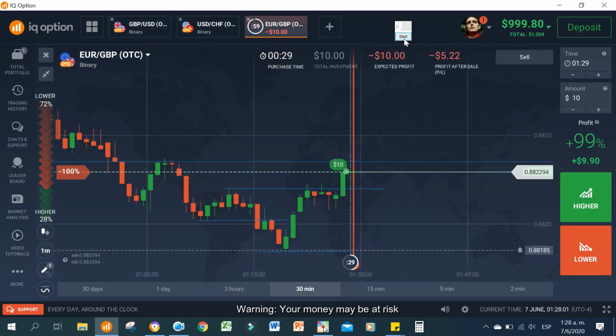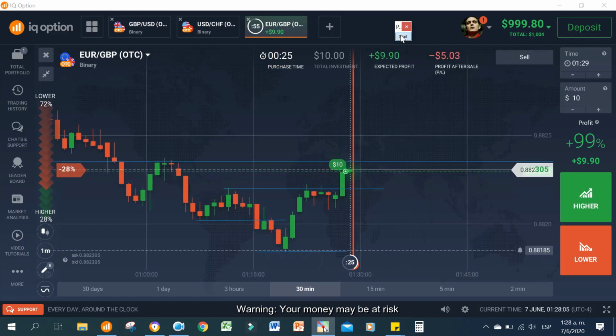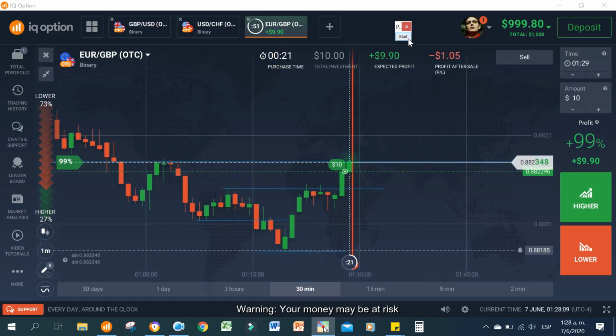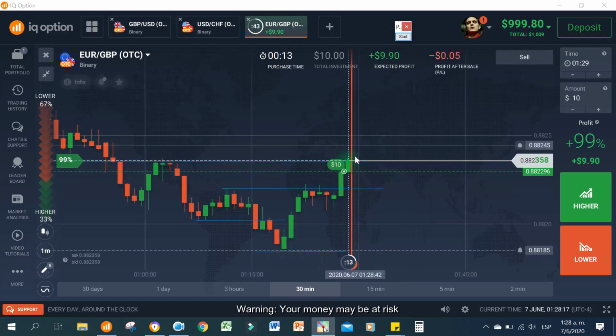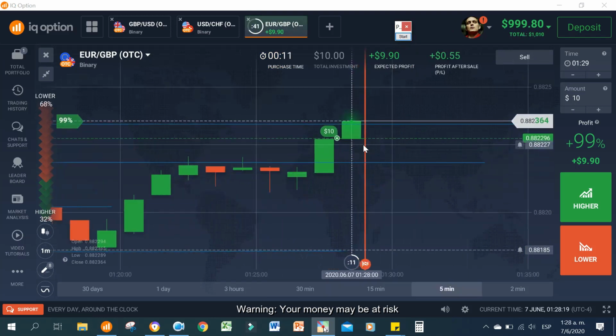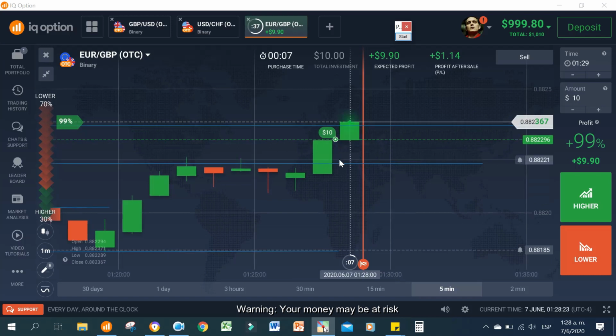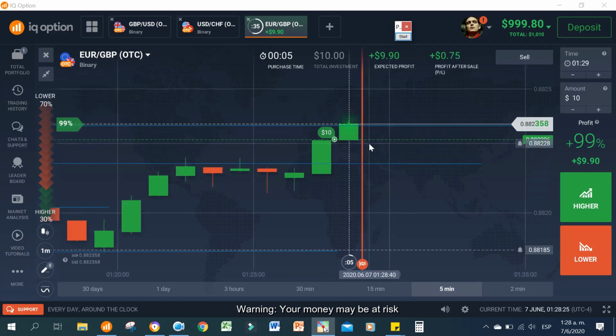I think I made the entry too high, guys. It's too high because it's very close to the next level, so that's not very good. We need to make the entry with enough space for the price to go up, but it's okay. I think we can also win this one.